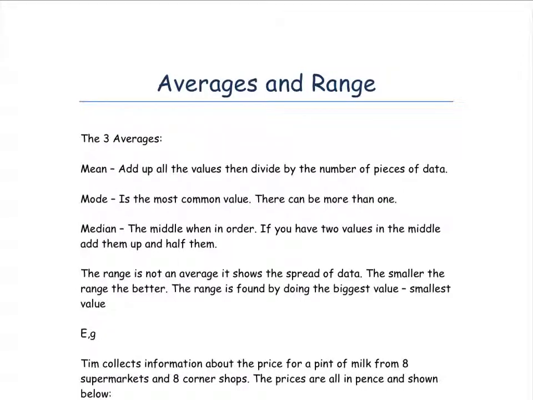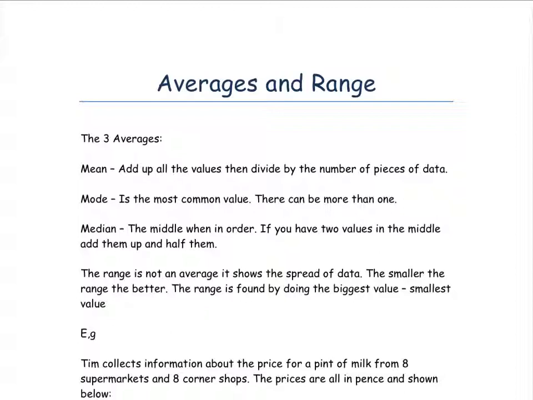Averages and range. There are three averages that we need to know how to calculate at GCSE. These are the mean, mode and median. Now these have all been covered before lower down in school, but let's remind you what each of these three averages mean and how you calculate them.